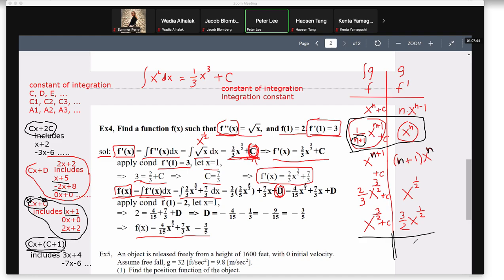If f prime is x to the negative 1, and of course x to the negative 1 is 1 over x. The question is, if the function is 1 over x, what is its antiderivative? We know the antiderivative here.